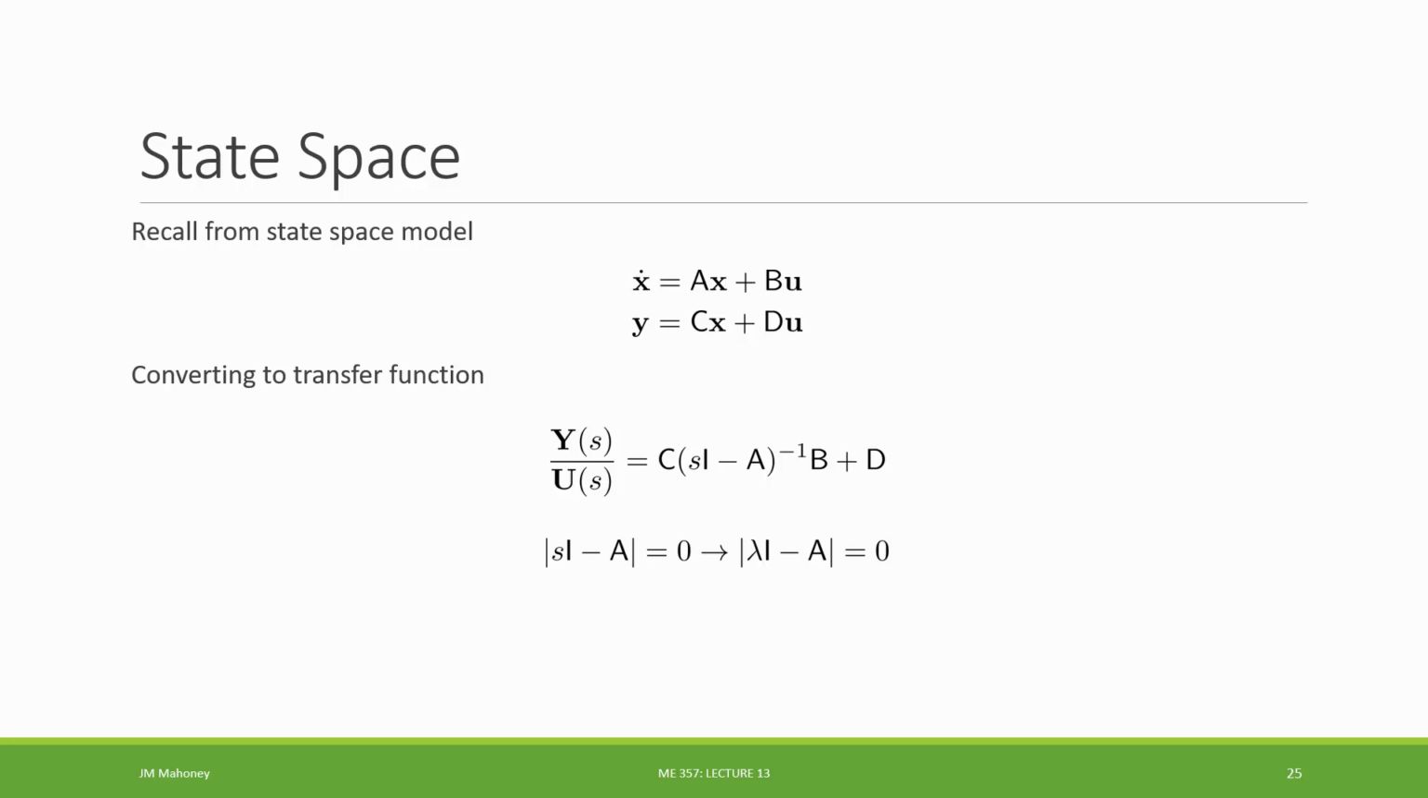So really the idea here is that the eigenvalues of A are the poles of our transfer function. And this is coming from the definition of an eigenvalue: the values that make sI minus A, the determinant of that, equal to 0. So the big takeaway is the eigenvalues of our A matrix are the same as the poles of our transfer function. And thus, they are going to demonstrate the same stability properties that we saw before.